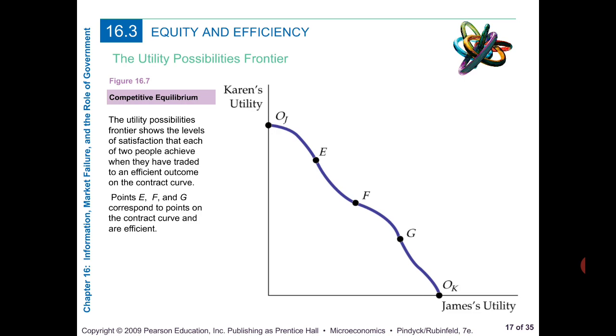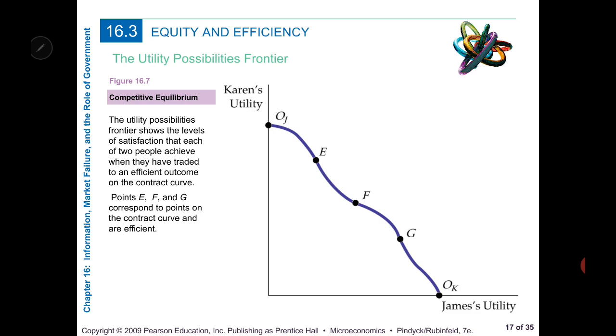And so here we are now at the utility possibilities frontier. The frontier shows the levels of satisfaction that each of the two people we investigated achieve once they have traded to an efficient outcome on the contract curve. So points E, F, G are examples of efficient points.